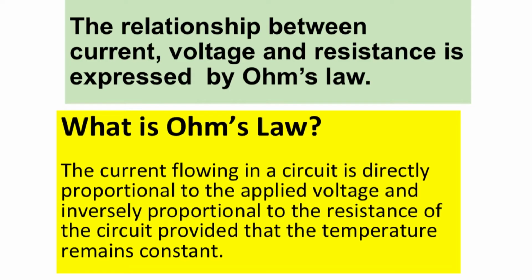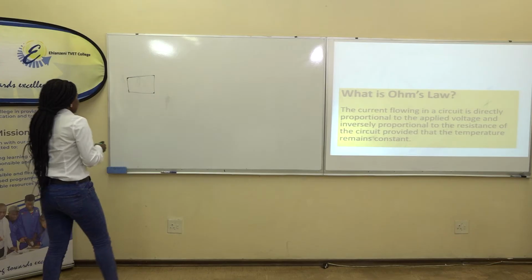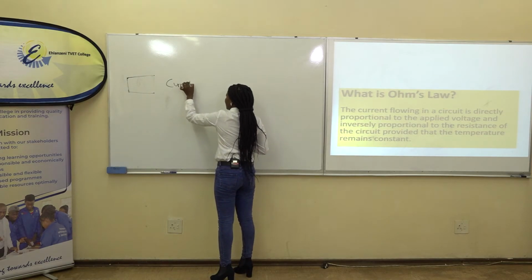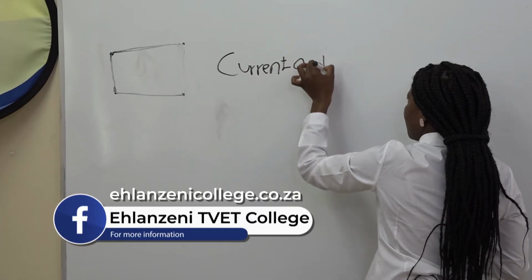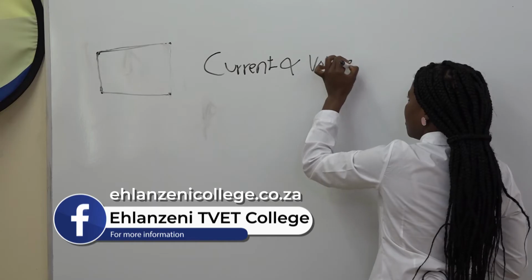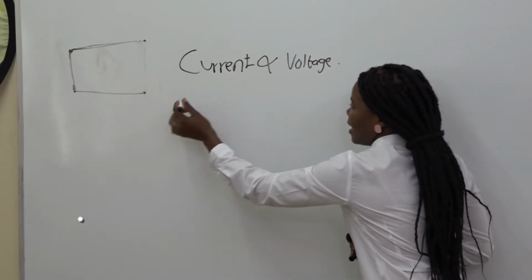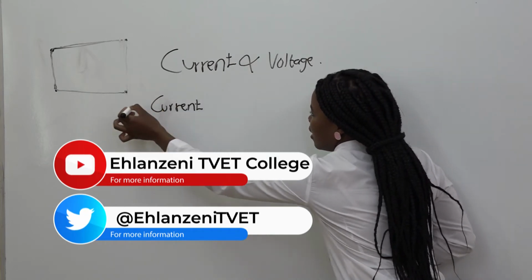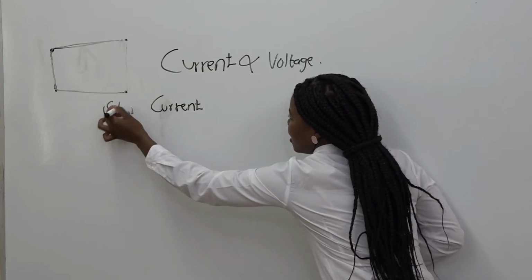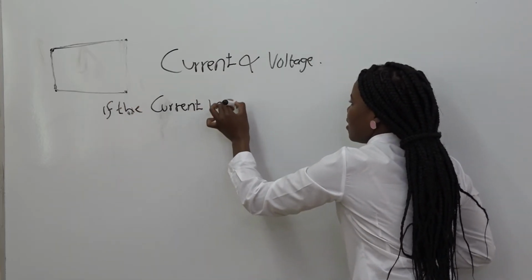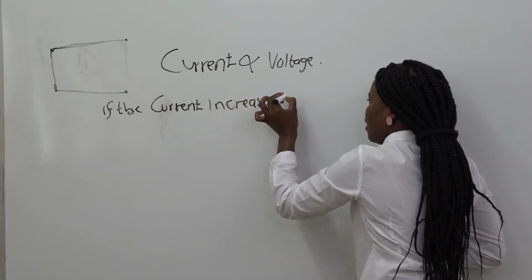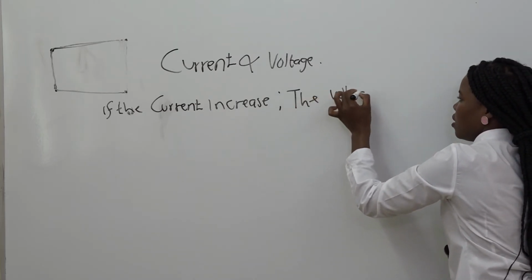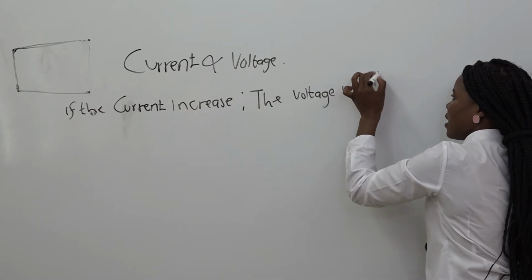If we say the current is directly proportional, we mean that the current is directly proportional to the voltage. This means that if the current increases, the voltage will also increase.